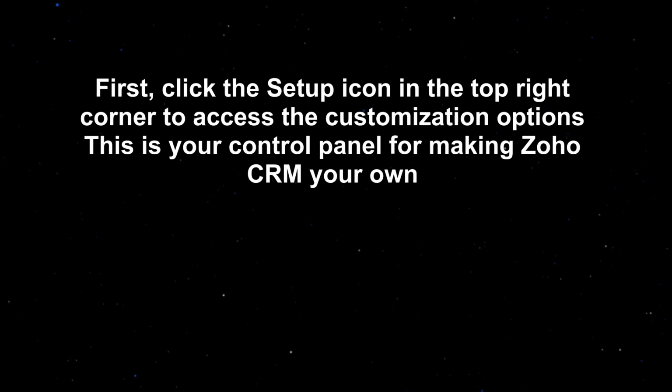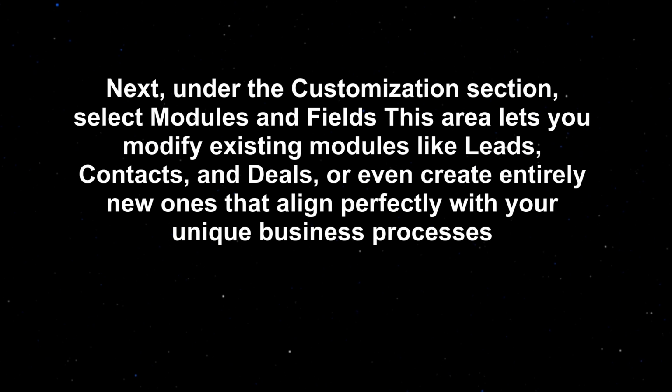Ready to transform your Zoho CRM from a generic tool into a powerhouse perfectly tailored for your business? First, click the setup icon in the top right corner to access the customization options. This is your control panel for making Zoho CRM your own. Next, under the customization section, select modules and fields.